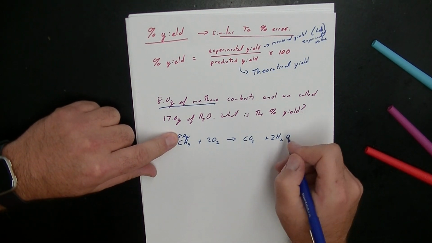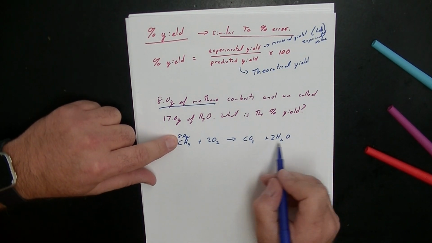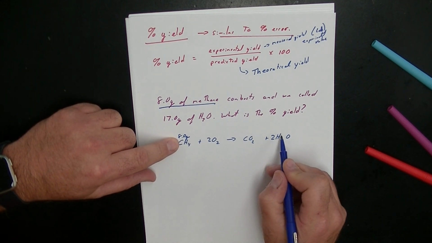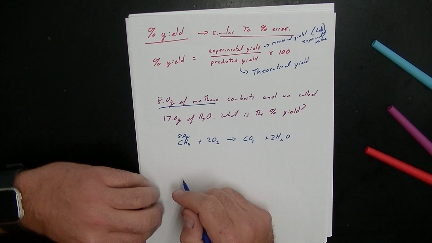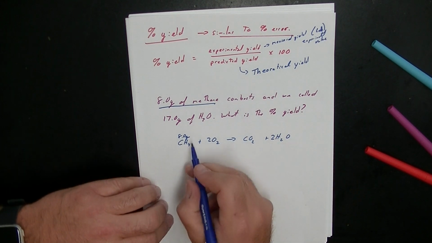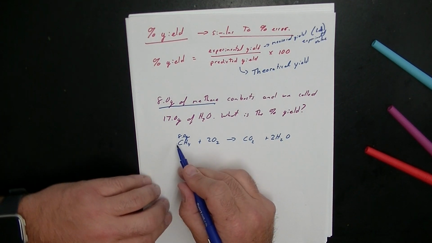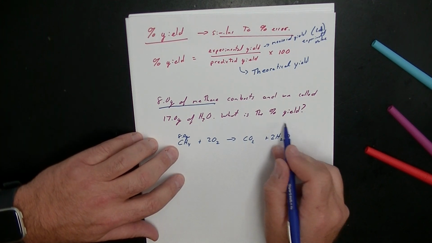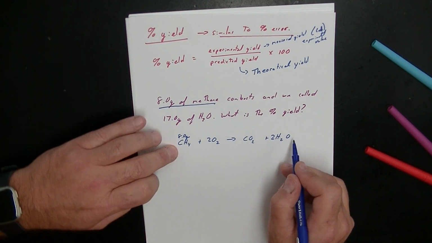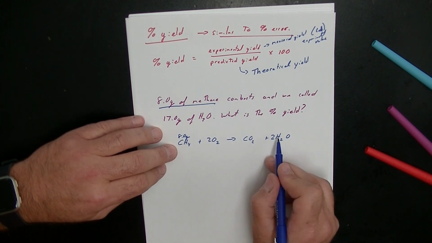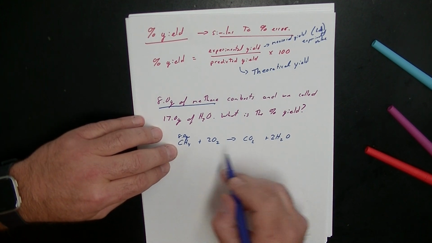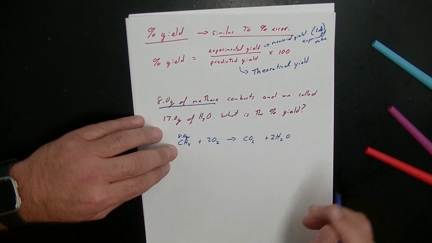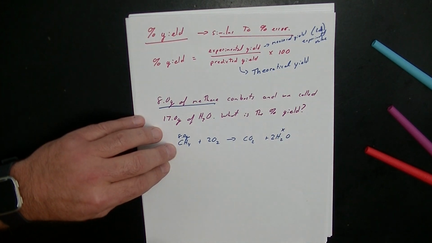And we're producing carbon dioxide and water, but it tells us that we produce 17 grams of water. Well, I want to know if all of this CH4 actually reacts, how much water should I have gotten? That's what's called the theoretical yield. So we're going to use this stoichiometric ratio to figure out how much water I should have gotten. I'm going to make that X.